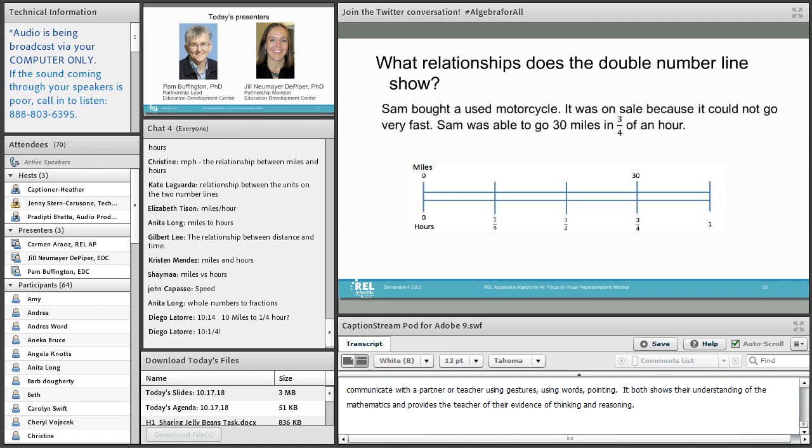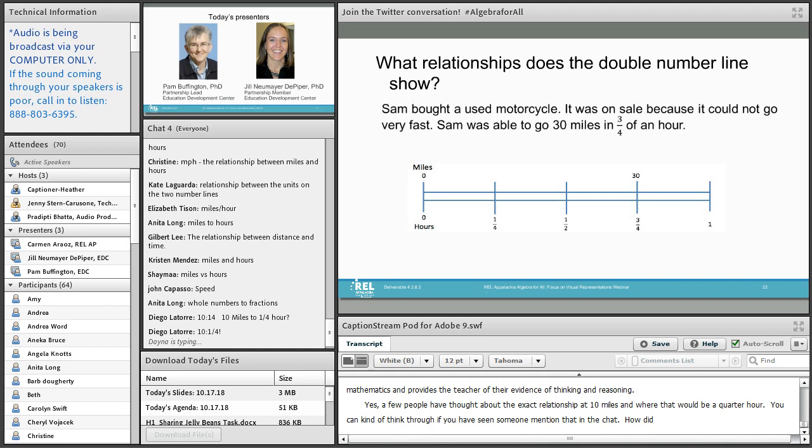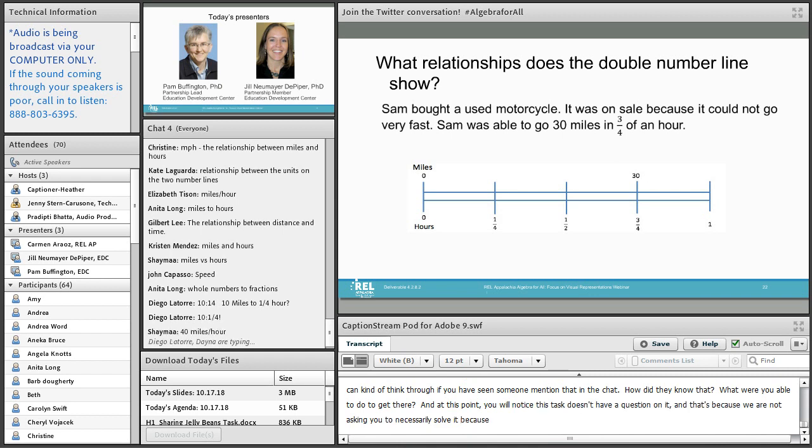And yes, I have seen a few people have thought about the exact relationship at 10 miles and where that would be at a quarter hour. If you've seen someone mention that in the chat, you can think through how did they know that? What were you able to do to get there? And at this point, you'll notice this task doesn't have a question on it. That's because we're not asking you to necessarily solve it, because we want you to focus your conversation here on those relationships and the structures and how they support you seeing those relationships.